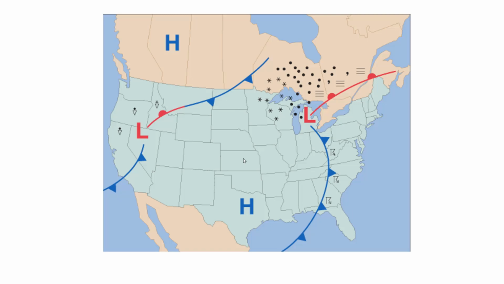Now, the next thing that we're going to talk about is surface weather conditions, so the weather conditions at individual locations. And if you actually notice on this map, there are these different symbols. So right here, there's an asterisk. No, that doesn't mean Barry Bonds. It actually represents snow.